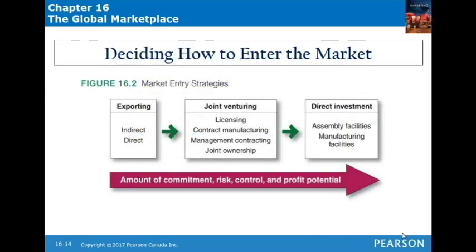Deciding how to enter the market. Figure 16.2, market entry strategies. So there's a purple arrow on the bottom. It says amount of commitment, risk, control, and profit potential.